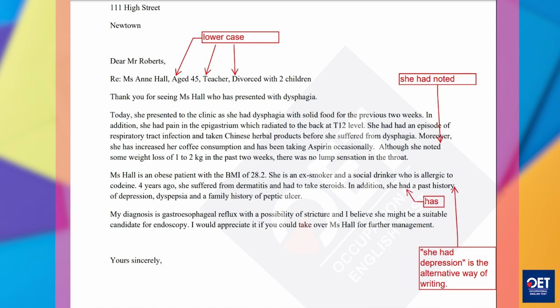Yours sincerely. Your name or the name of the doctor is not given, means who are you? You can simply write yours sincerely, doctor. That's it. To this letter, I would give C+, not B, because there are some mistakes which I consider are not suitable for B grade.